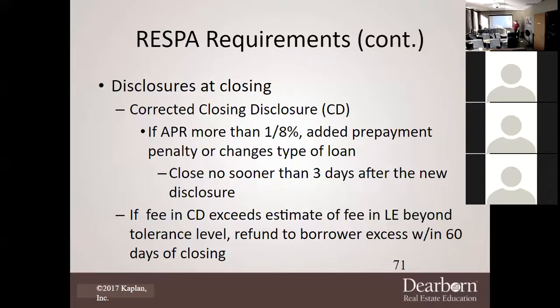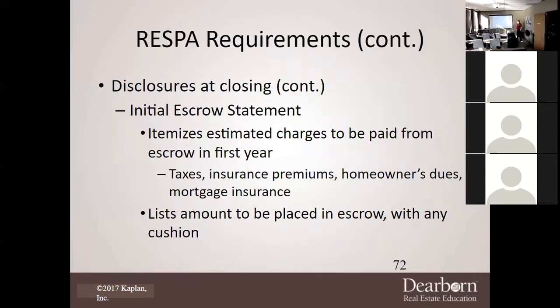Also, if a fee in the closing disclosure exceeds the estimate of that fee in the loan estimate beyond the tolerance level, then the refund to the borrower of the excess is due within 60 days of closing. These are things that need to be disclosed. The initial escrow statement itemizes the estimated charges to be paid from escrow in the first year: taxes, insurance premiums, homeowner dues, and mortgage insurance. It also lists the amount to be placed in escrow with any cushion.